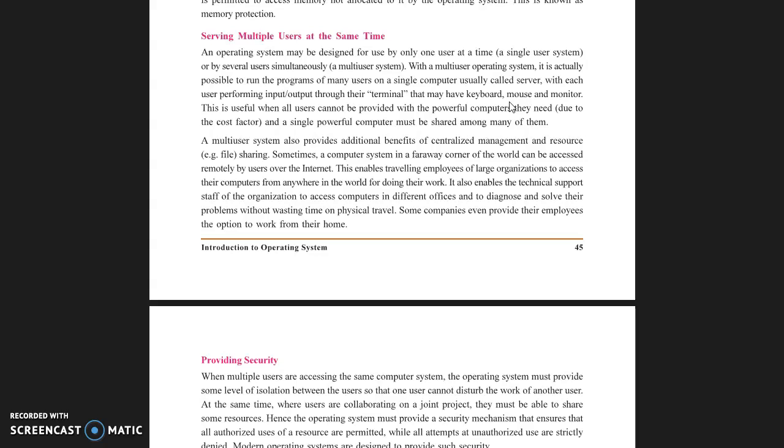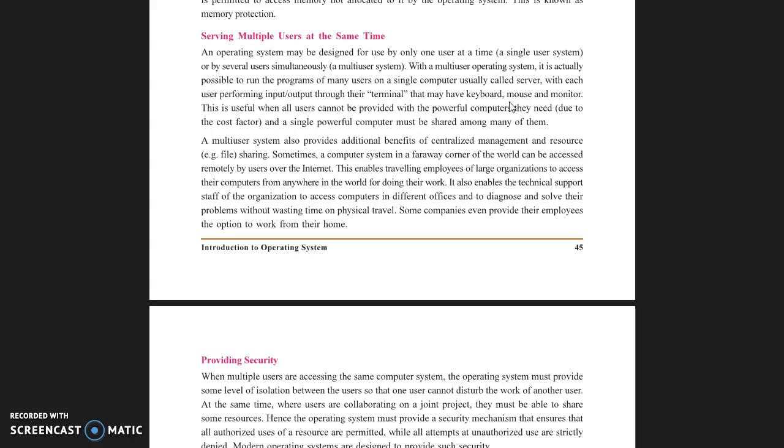Suppose in our company there may be 15 people working, but we are unable to purchase 15 keyboards and 15 CPUs for them. So what we can do is make a single powerful CPU act as a server, and for the other 15 people we provide only a monitor and keyboard, all connected to that single CPU. That is called multi-user. They all work at a time with that single CPU. That is called a multi-user operating system.